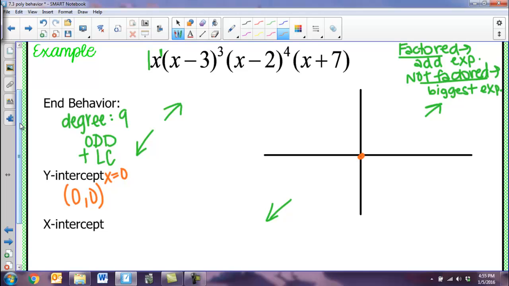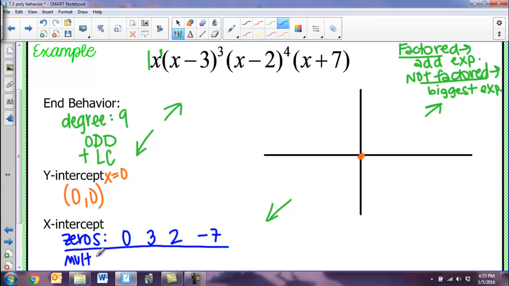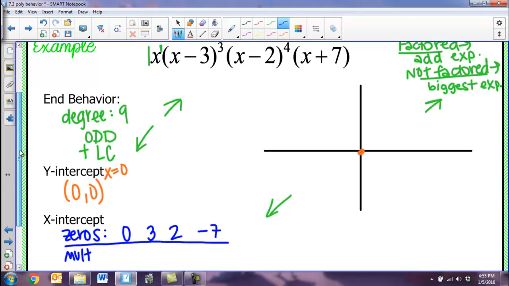And then we found the x-intercepts before, in part 3. So I'm going to list those out again. I'm going to use a different color. And so we found that those zeros were 0, positive 3, positive 2, and negative 7. And when you're finding those x-intercepts, remember, it's not just important to find out where they are, it's also important to figure out what the multiplicity of that factor is, and then what the behavior is going to be there.